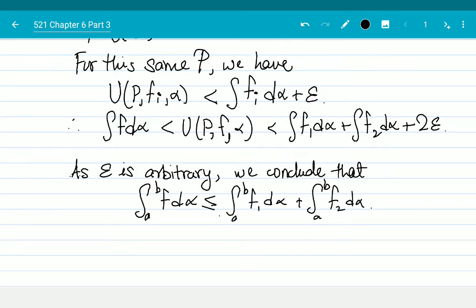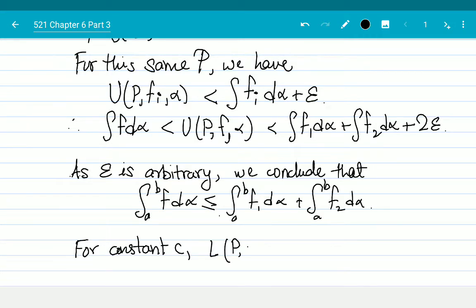Do the same for L, and you can show that it's greater than or equal to, and hence that you have equality. Okay? How do you show it for a constant C? Prove it for every refinement.